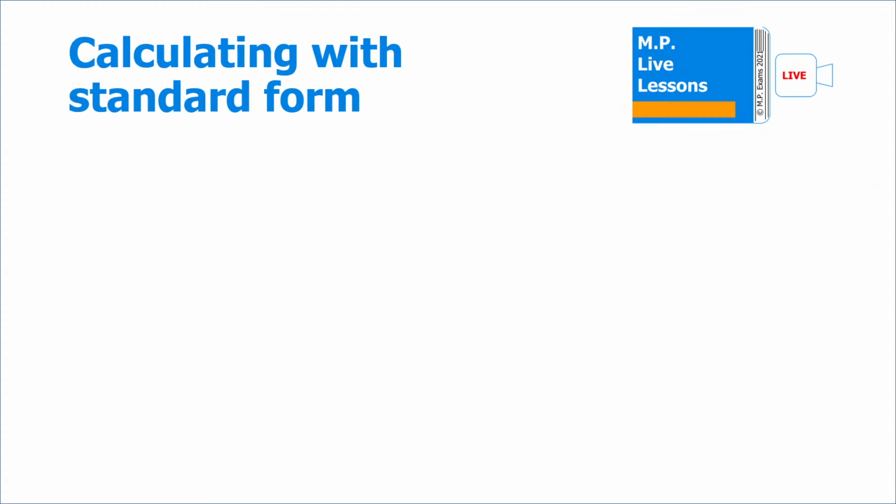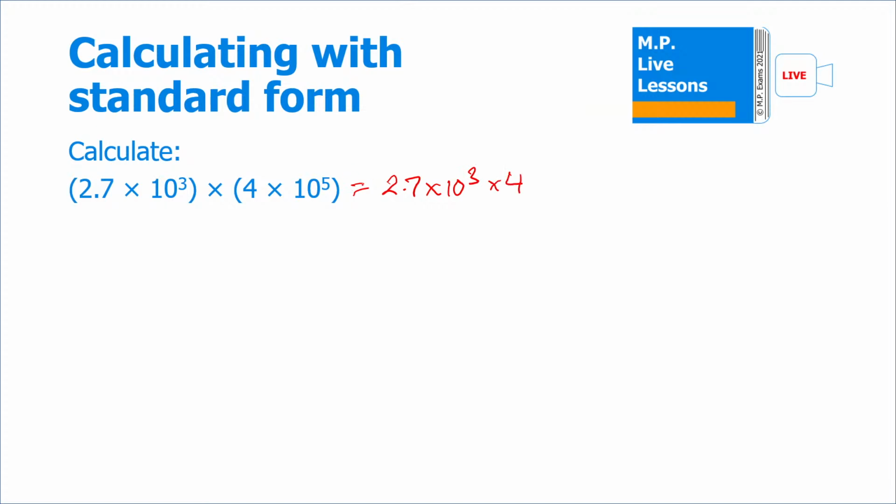Now, calculating with standard form can be a bit hard. So for example, we could be asked to calculate this. What we do first is we remove the brackets. So we'd write them all in one line because when multiplying, it doesn't matter in which order you multiply. So we'd have 2.7 times 10 to the 3 times 4 times 10 to the 5. If you remember from the laws of indices, we could easily collect or multiply together the powers of 10 here and here, and we can just multiply the ordinary numbers on their own, such as the 2.7 here and the 4 here.